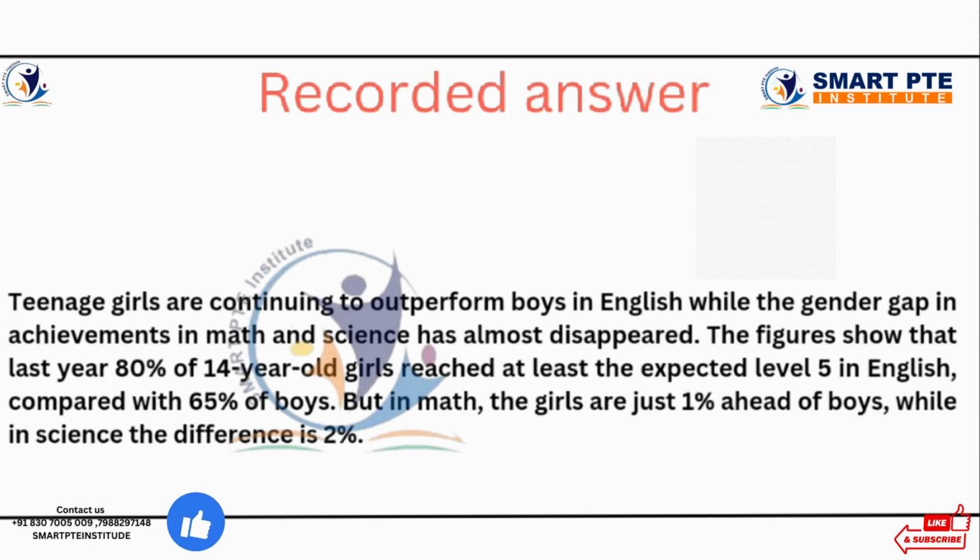Teenage girls are continuing to outperform boys in English, while the gender gap in achievements in math and science has almost disappeared. The figures show that last year, 80% of 14-year-old girls reached at least the expected level 5 in English compared with 65% of boys. But in math, the girls are just 1% ahead of boys, while in science the difference is 2%.